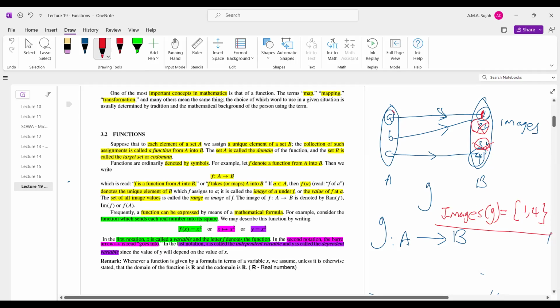So if you look at here, f assigned to A, right? What they're saying. So just think about here, A is an element of A. A is a set, the domain set. Now A is an element.